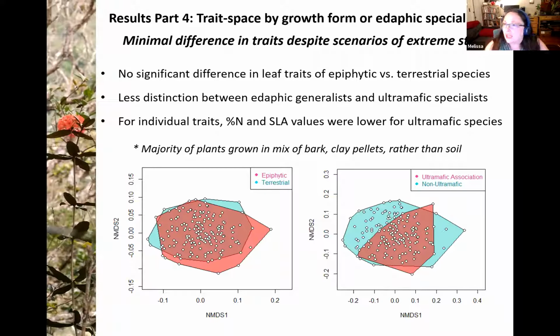Next, I took a look at the overall trait space. So these are multiple leaf traits all at once, in comparisons of groups based off of growth form or edaphic specialization. Earlier, I mentioned that there were both terrestrial and epiphytic forms. This analysis shows that from at least a leaf trait perspective, there was no difference between the two. When it comes to comparisons based off of edaphic specialization, there also was less of a distinction there either. However, on an individual trait basis, nitrogen and SLA values tended to be lower for ultramafic species, despite being grown within, again, this kind of more common medium.